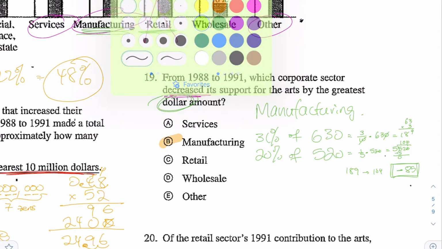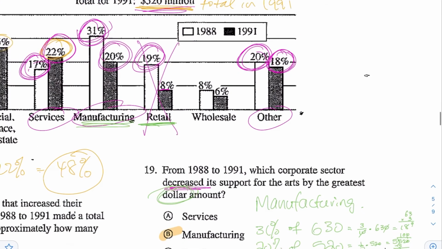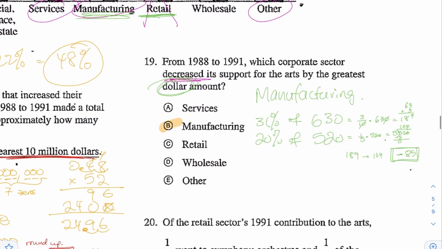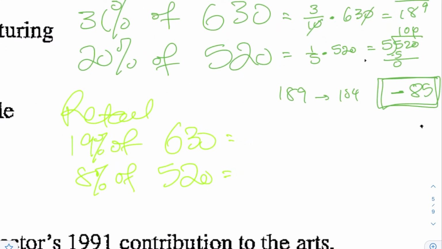Then you want to compare that to the retail, which is from 19% to 8%. But again, that 19% is of 630, and the 8% is of the 520. So 19% is about 1/5. So I want to compare 1/5 of 630, which is really just 630 divided by 5.